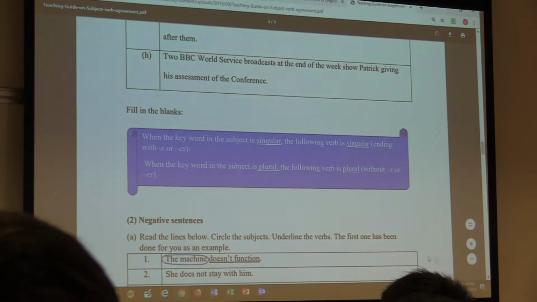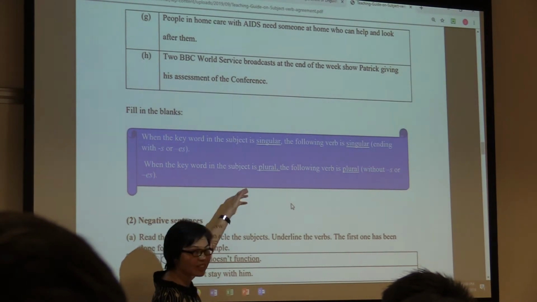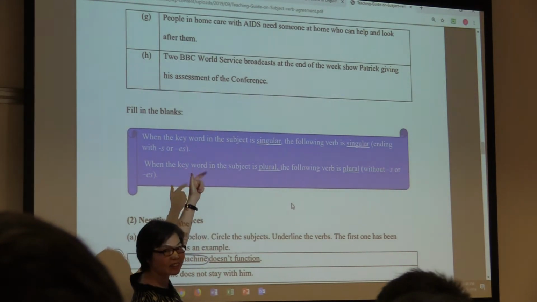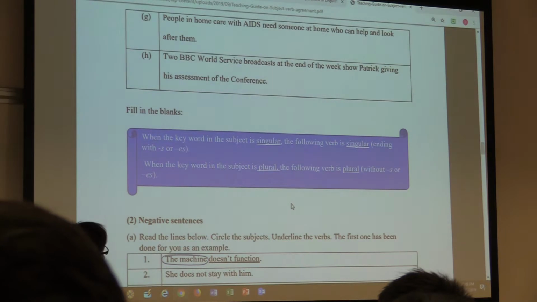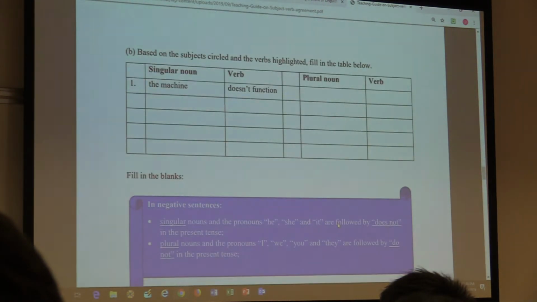So here, the conclusion, after working out all those: when the key word in the subject is singular, so it's about the key word, the head noun, then the following verb is singular. Okay, and so on. So the first part is about the positive sentences. The second part is about the negative sentences.